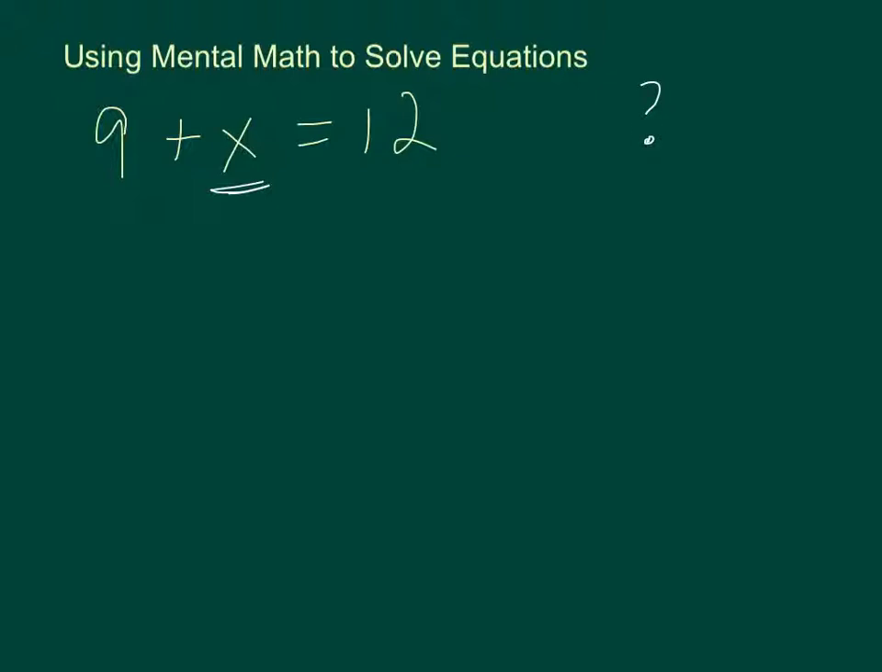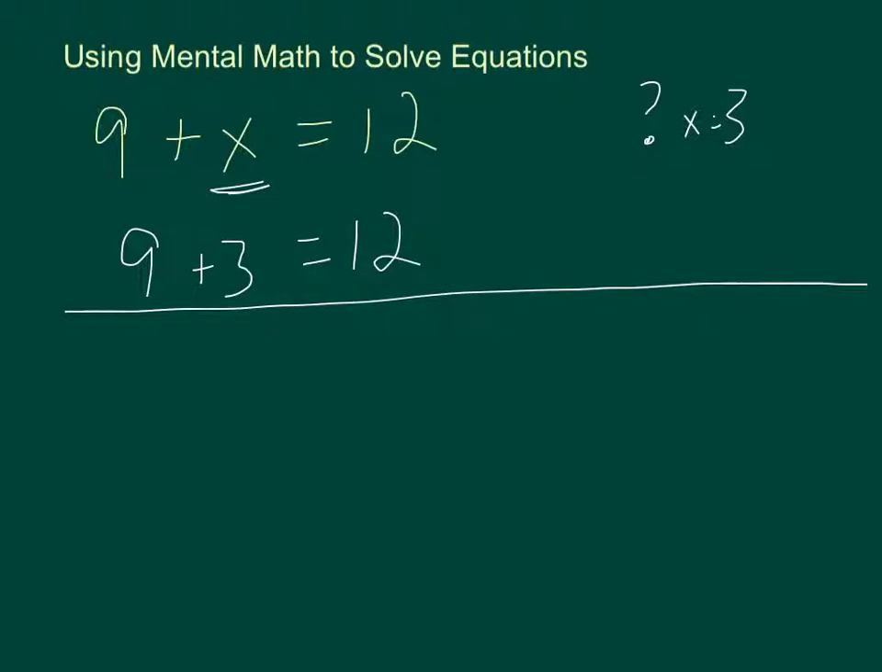Well, I know that 9 plus 3 is 12. So my solution that I'm going to put in is 3. I want to say that x equals 3. And then we need to check that. So I'm going to rewrite the equation, but instead of x, I'm going to substitute a 3. So 9 plus 3 equals 12, and that checks out. That equation has been solved. x equals 3 would be the solution.